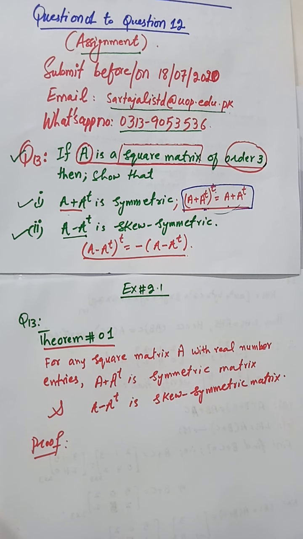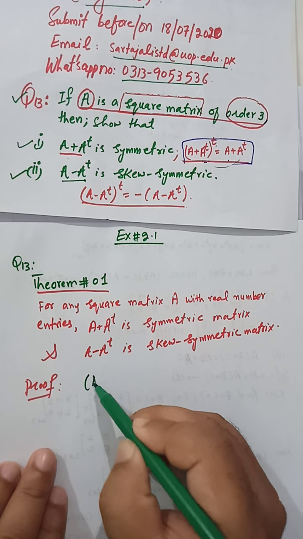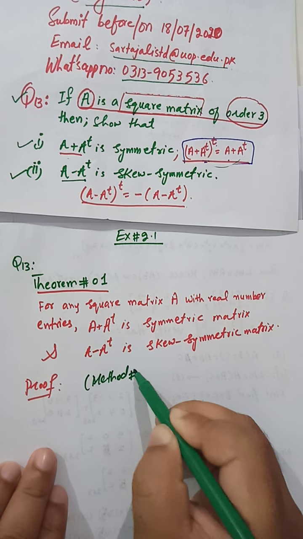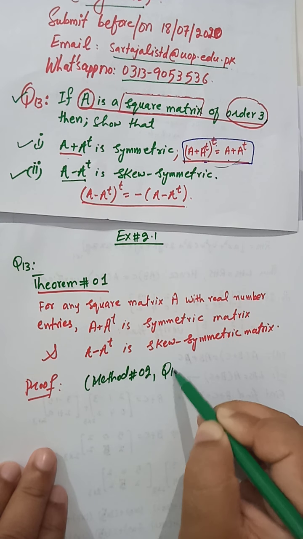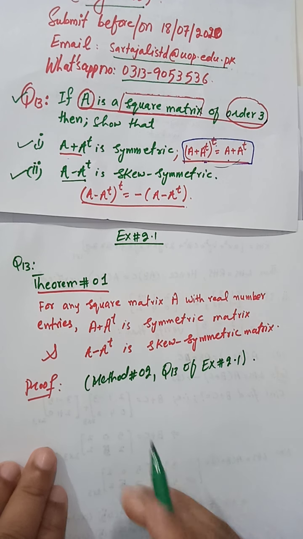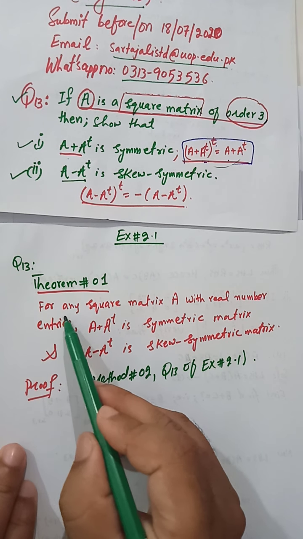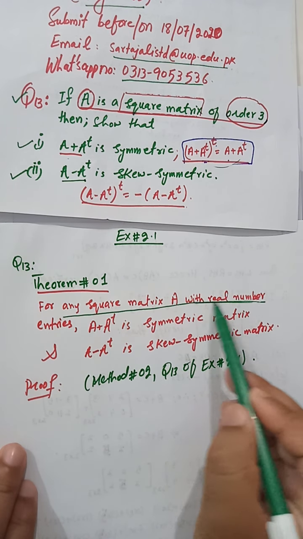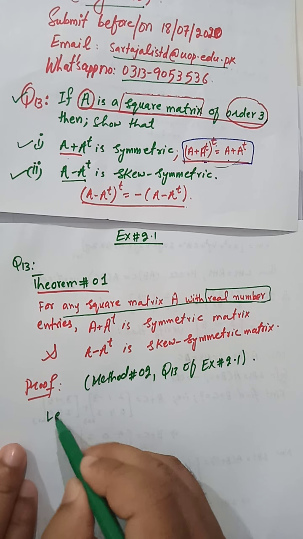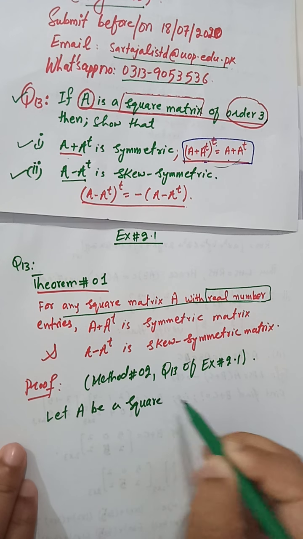Okay, now I will explain question number 13 in another method, in another form. So this is method number 2 for question 13 of exercise 2.1. First of all, we consider that A is a square matrix having real entries. So let A be a square matrix.